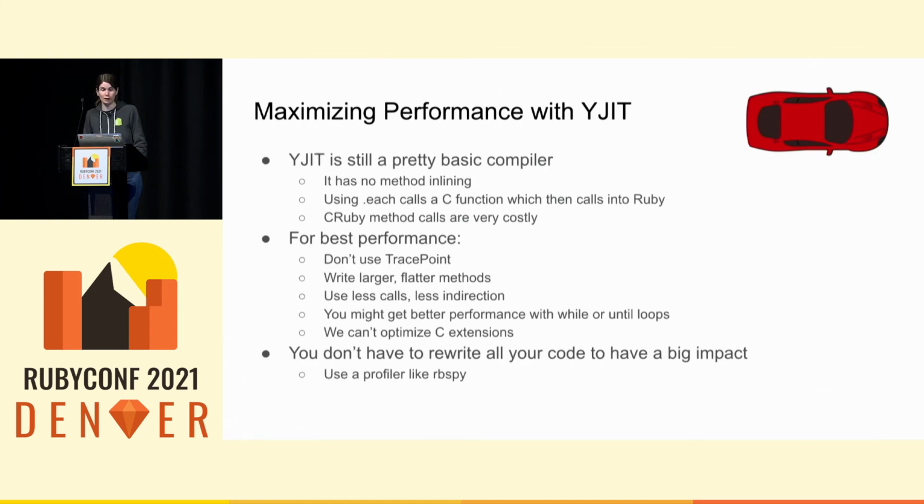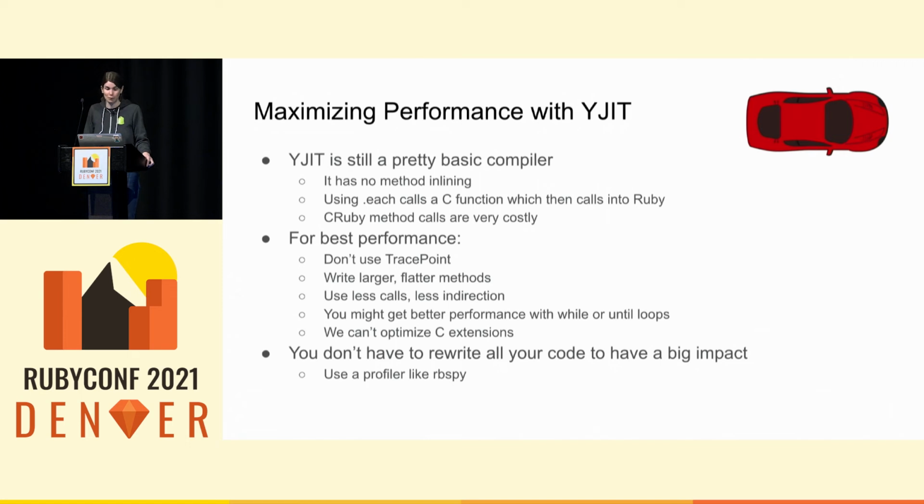If you want to use YJIT and get the best performance possible, I've compiled some performance advice. First thing to remember is that YJIT is still pretty young, still a pretty basic compiler. It has no method inlining. When you call .each, it does the same thing as the interpreter, right? It calls a C function, which then calls back into your Ruby code. And method calls in CRuby are actually pretty costly, pretty slow.